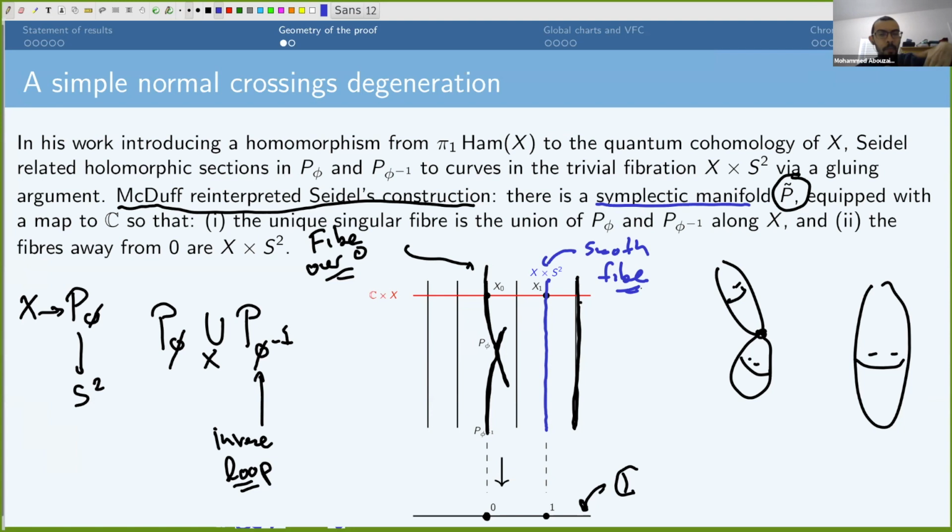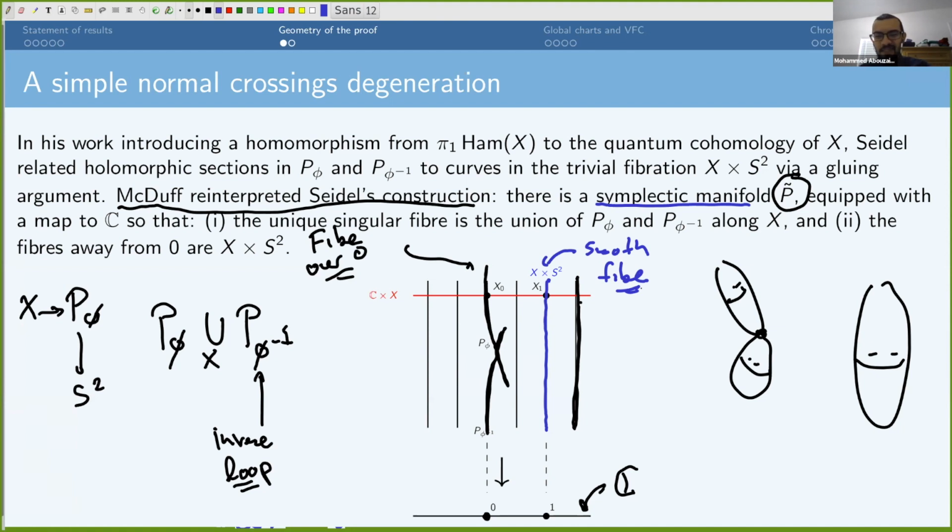By Gromov compactness, and some little bit of regularity, you conclude that there must be some curves in the fiber over 0. Okay, so that's how Seidel constructed his homomorphism, and that's how Lalonde, McDuff, and Polterovich then used this to conclude stuff about the Hamiltonian diffeomorphism group.